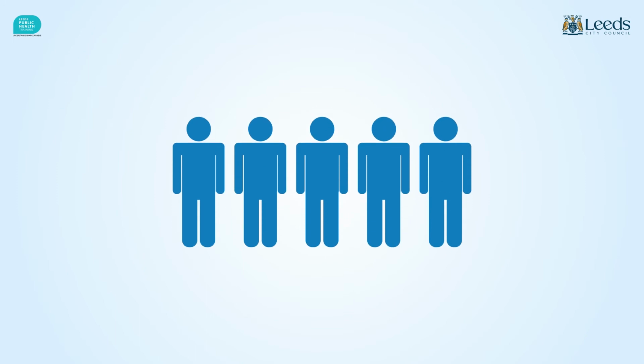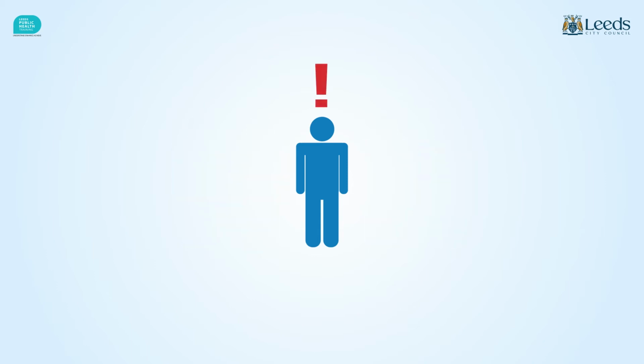A row of 5 identical stick people appears. A red exclamation mark appears above the head of the middle person, and the other 4 stick people then fade away. Air pollution can affect everyone, but some people are more at risk than others.